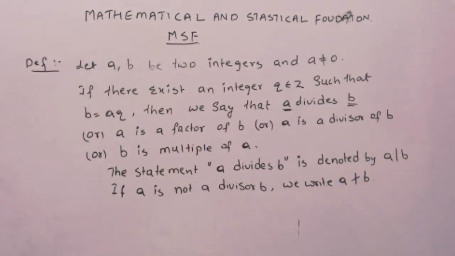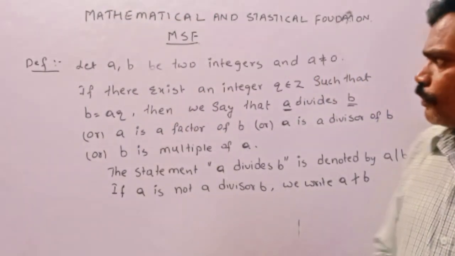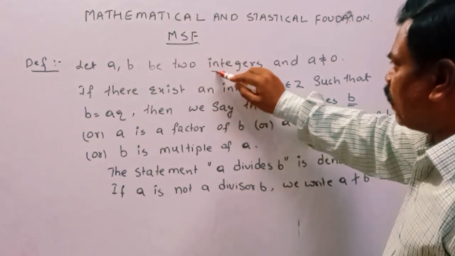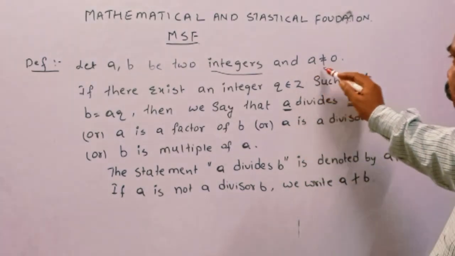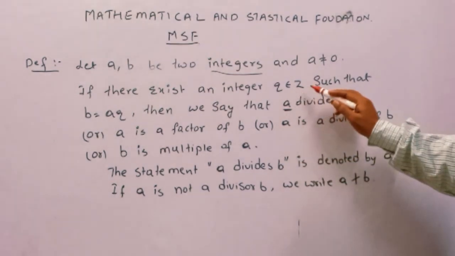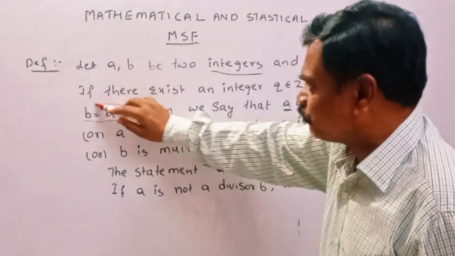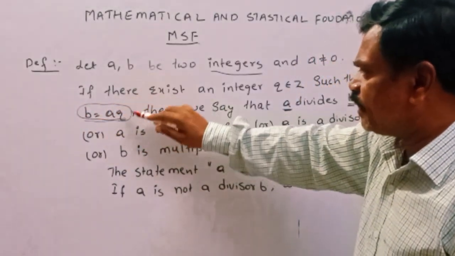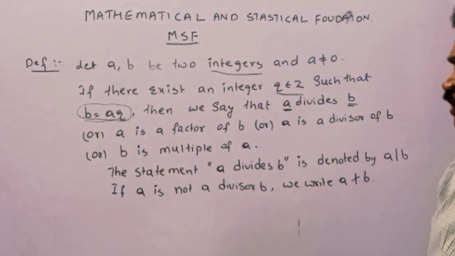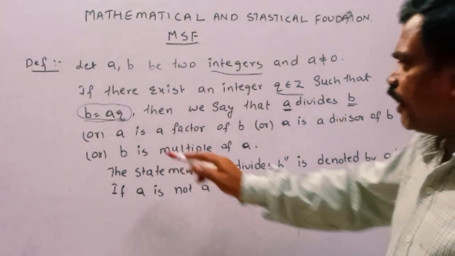Here we have one definition from MSF. If a, b are two integers and a is not equal to 0, and there exists an integer q belonging to Z such that b is equal to aq, where Z means the integer set, then we say that a divides b.